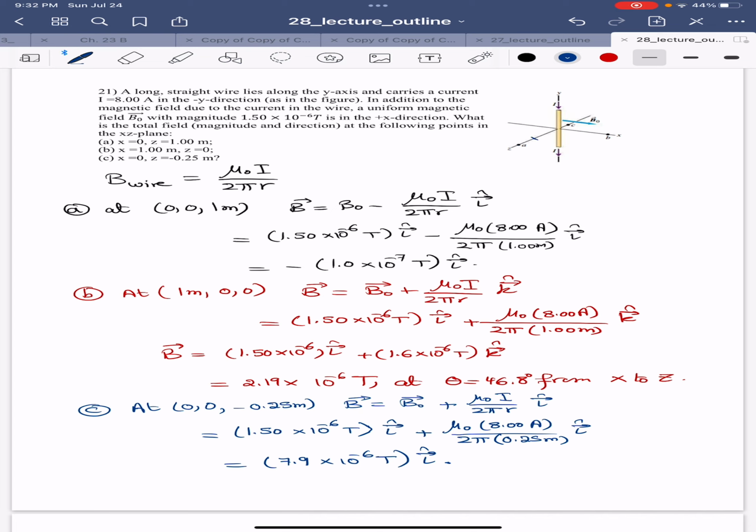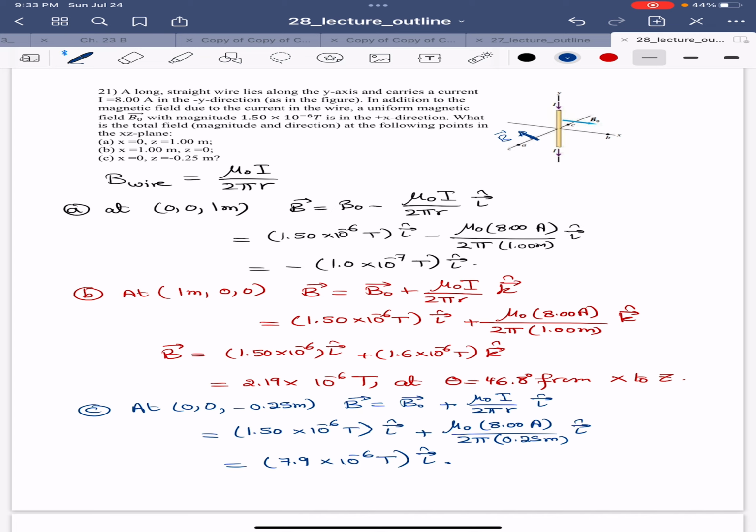At the z. And then we will say the current is going downward, then according to the rule, that B here is going to be in this direction. Therefore, what we did is we subtracted: B0 minus μ0 I over 2πr. That one is negative i and this one is positive i. Therefore, this is what we have.